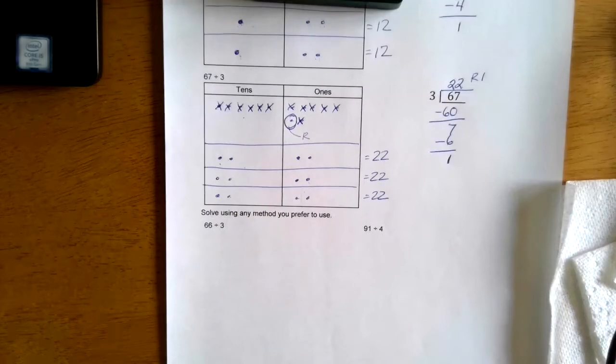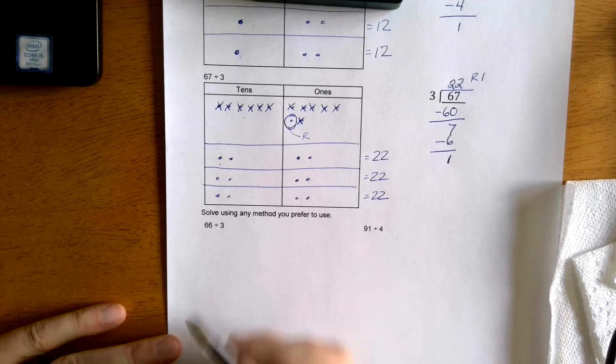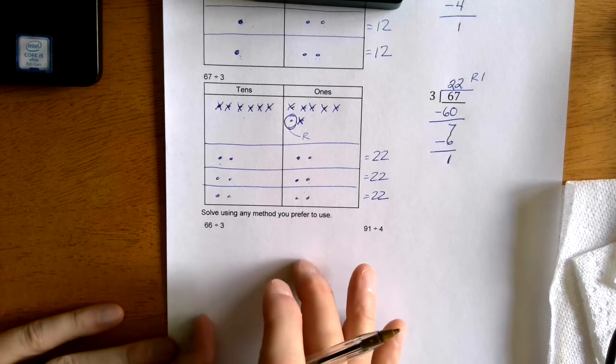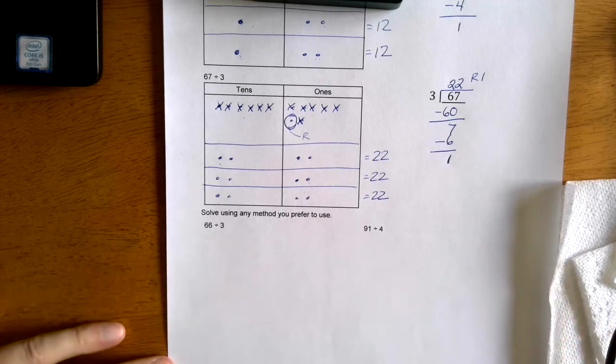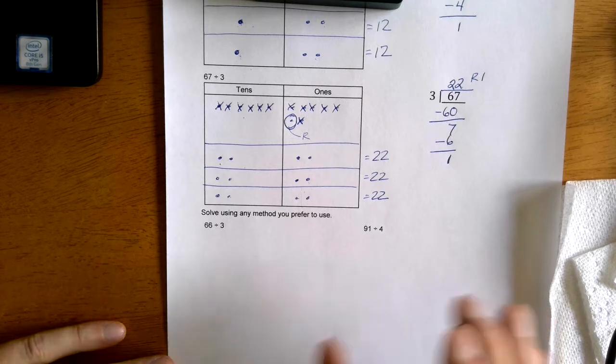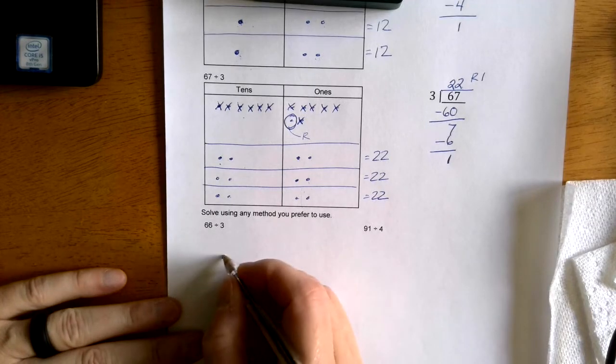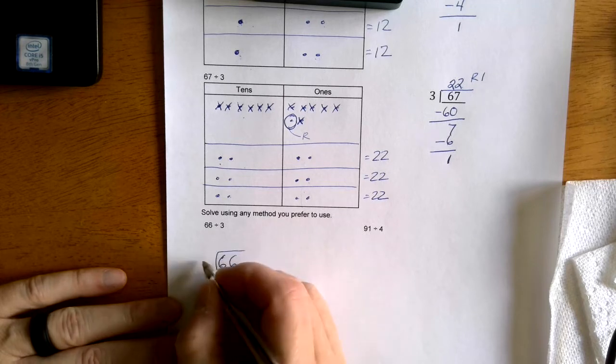Okay, that's pretty simple. All right, the last 2, I want to do one using the place value, and I'm going to do one doing the partial quotient. I'm going to do the first one using the partial quotient. Not area model, excuse me, partial quotient.